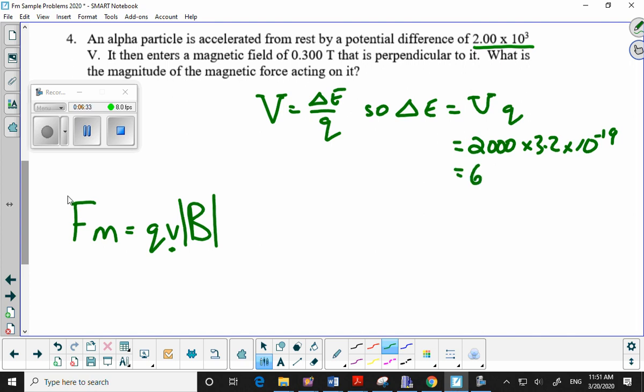And we're going to get 6.4 times 10 to the minus 17.